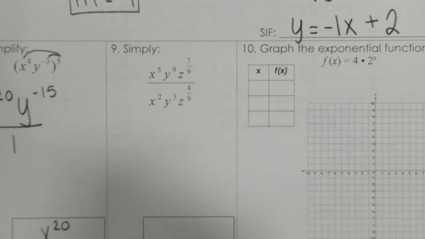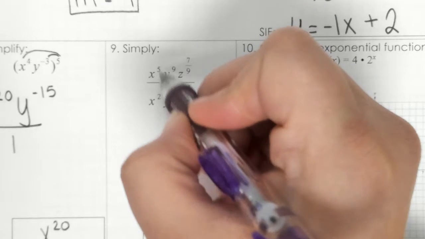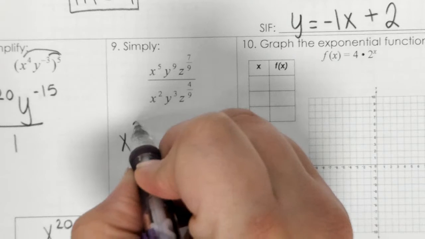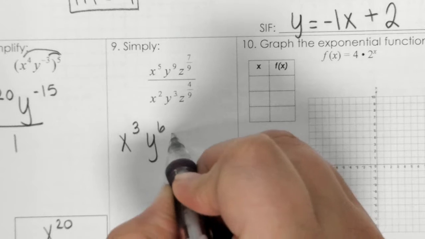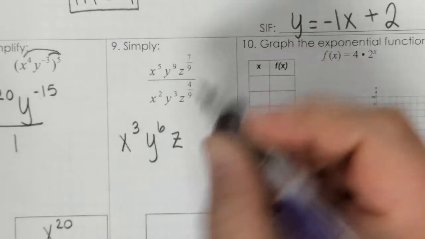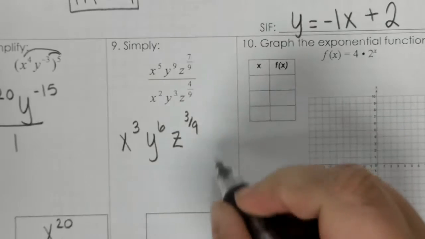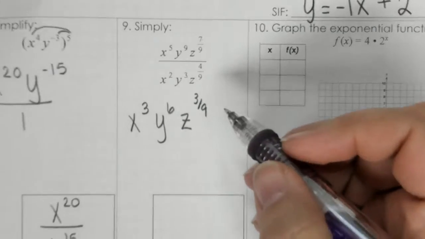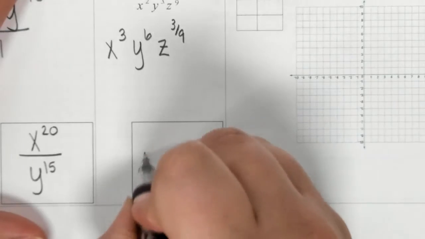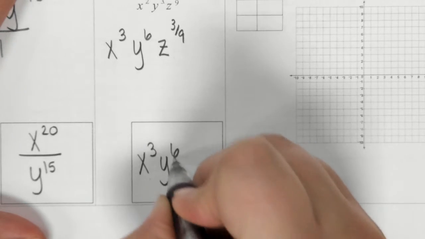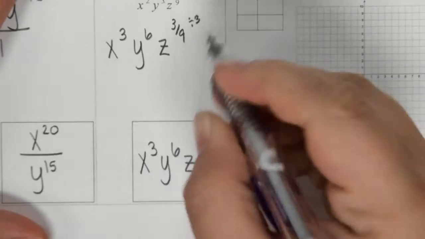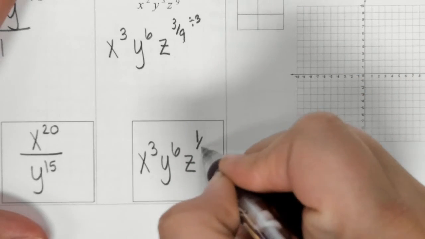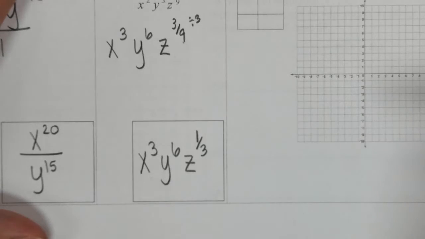Okay, in number 9, we subtract exponents. So 5 minus 2 is 3. 9 minus 3 is 6. And then for z, 7 minus 4 is 3/9. But we discussed, too, that if you have a fraction that can reduce, you should reduce it. So we would have x to the 3rd, y to the 6th, and then we can divide 3 and 9 by 3. So 3 divided by 3 is 1, and 9 divided by 3 is 3. Everything has a positive exponent, so I am done with that one.